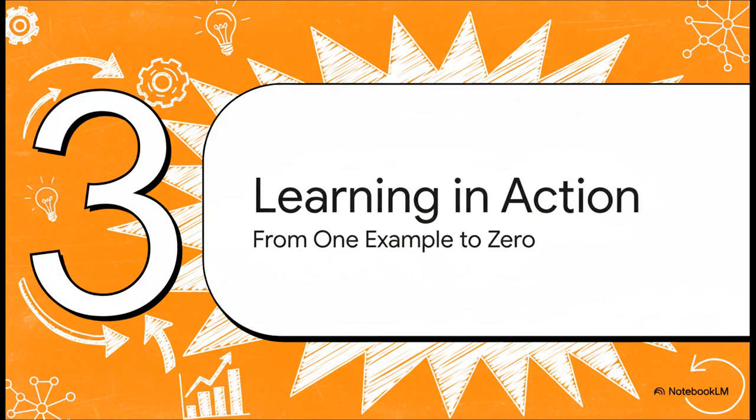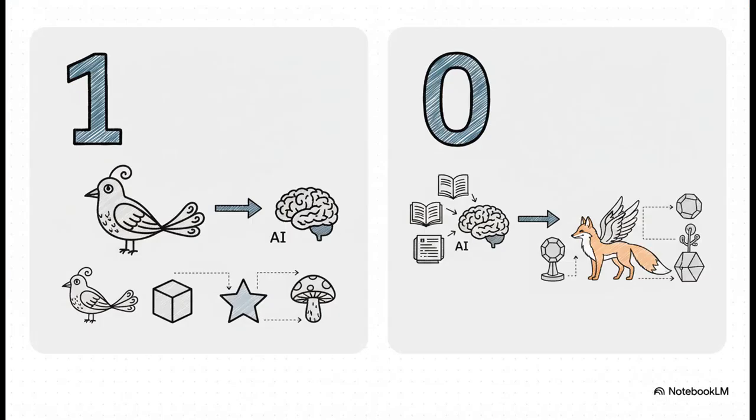Okay, so we know what it is and we have the theory down, but just how powerful is this in practice? Well, this is where things get really interesting. We're talking about taking efficiency to the absolute extreme. Just check out these two incredible applications. First up, you've got one-shot learning. This is where an AI can learn a brand new category from just a single example. And then there's the even more mind-bending version, zero-shot learning, where it can identify something it has literally never ever seen before.